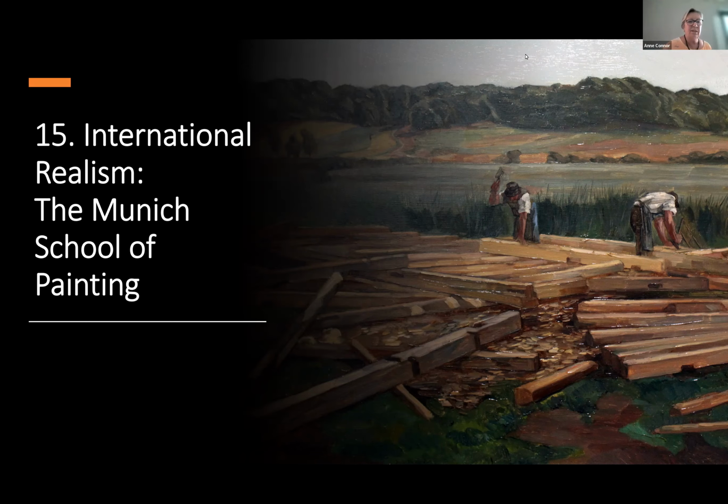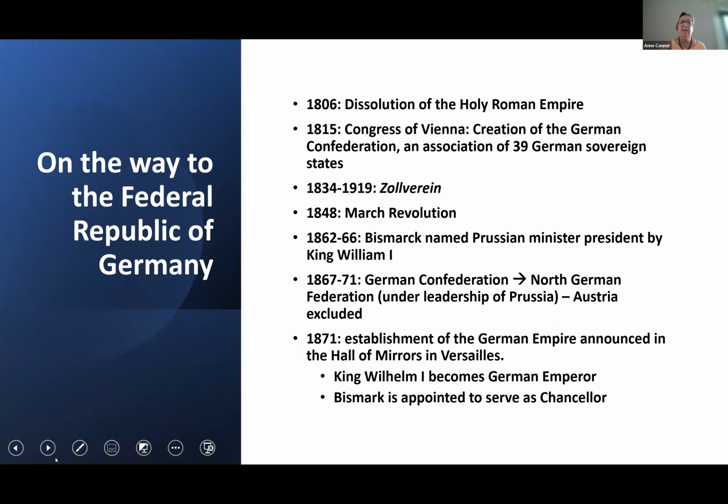Let me see, always the first one. So just a few dates that we will then follow with some maps. In 1806, we have the dissolution of the Holy Roman Empire that was led by Austria. And suddenly Austria is losing that leadership over all the German states that it used to have.